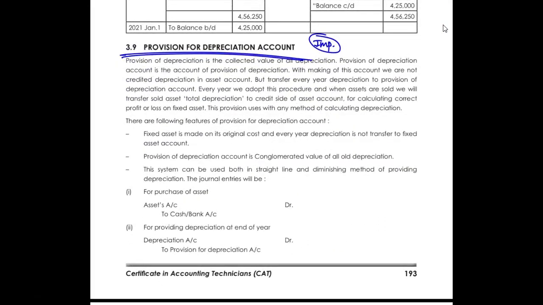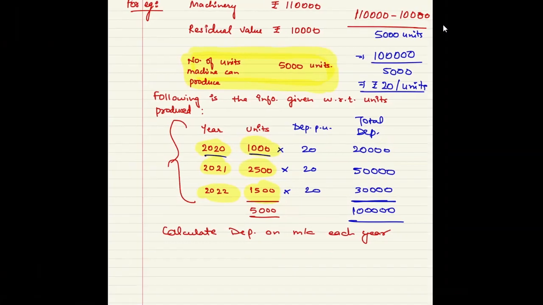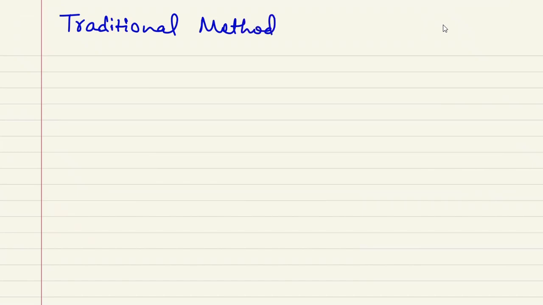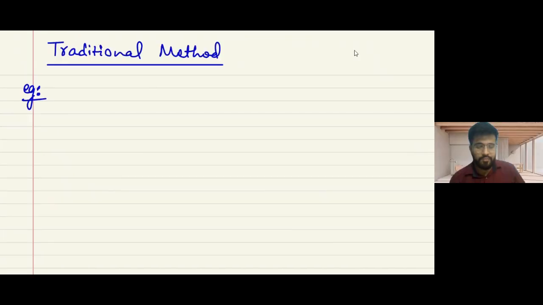Then I will come to the most important topic, that is provision for depreciation account. Let us go to our notes to understand the concept before reading the book or doing the questions. So what was the traditional method? Let's take a very, very simple example so that I can cover every logical point which I need to cover right now.